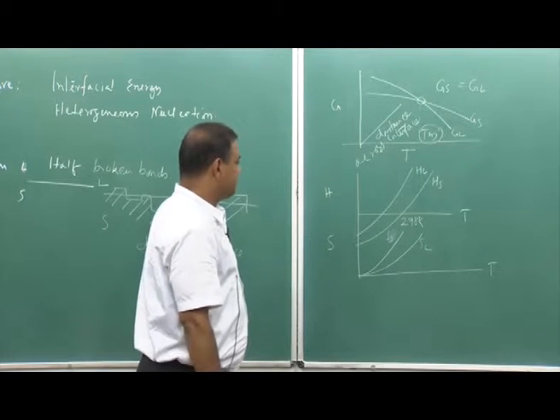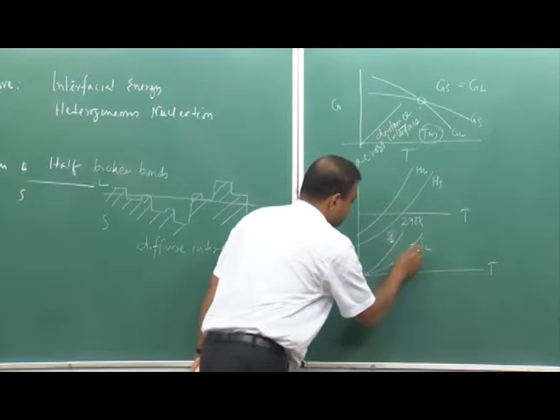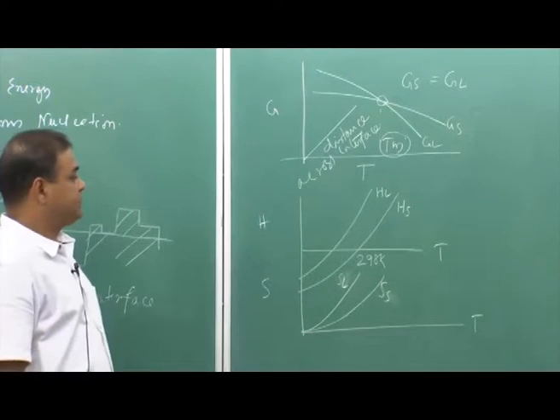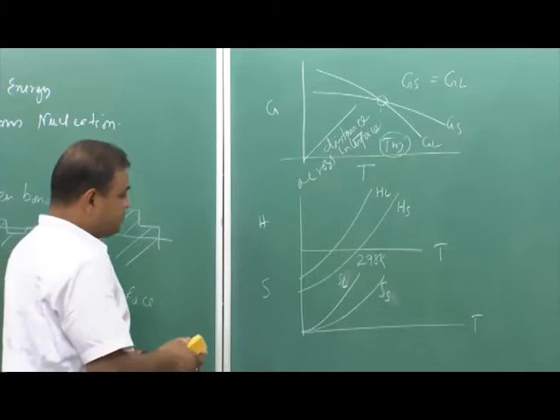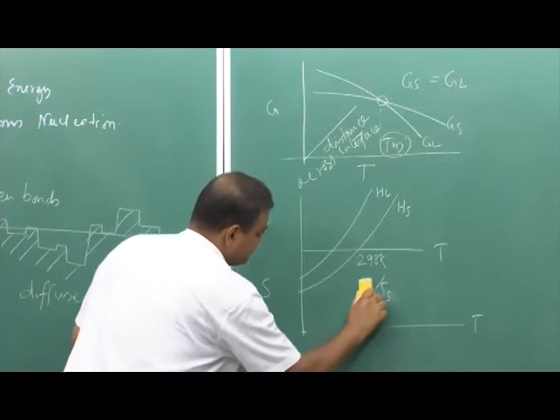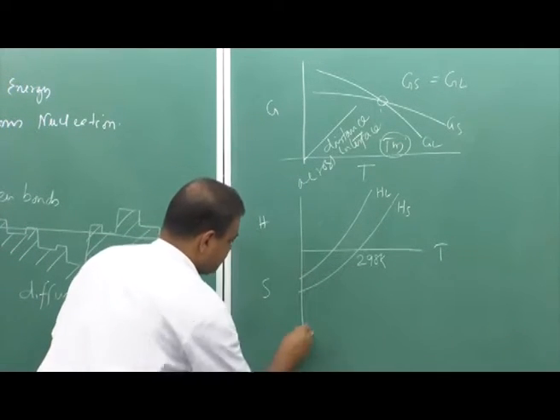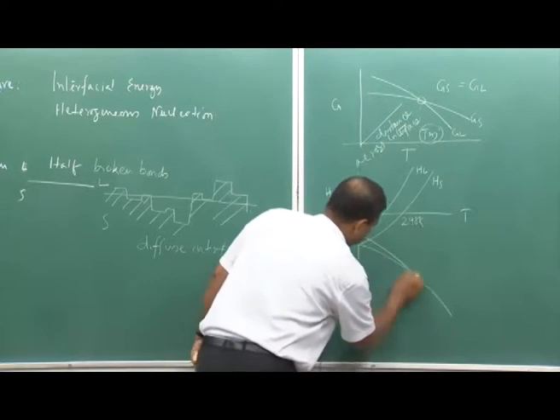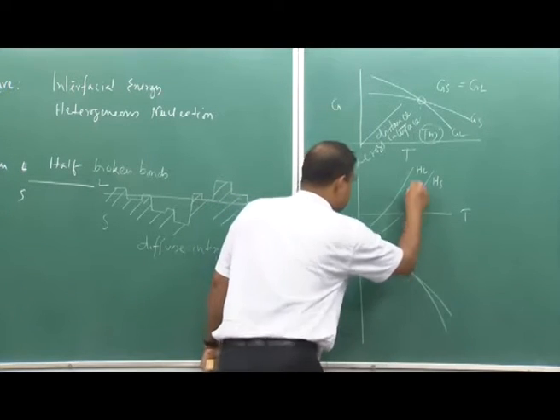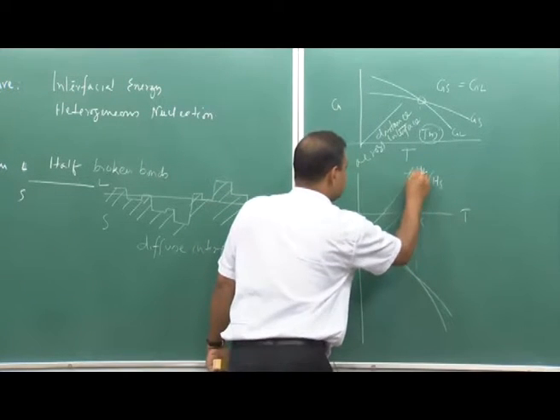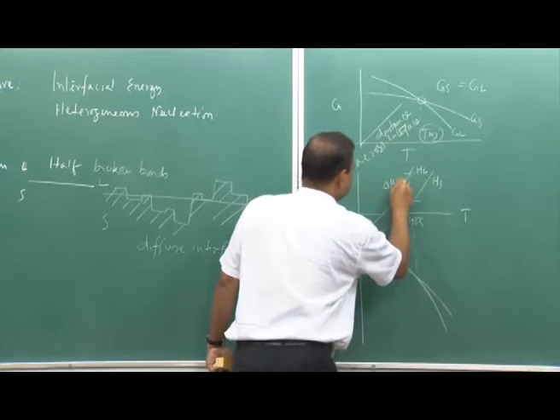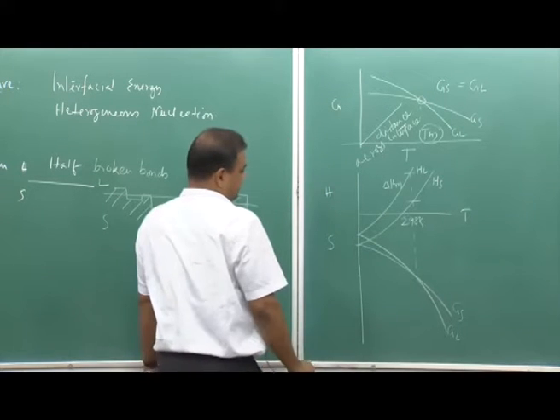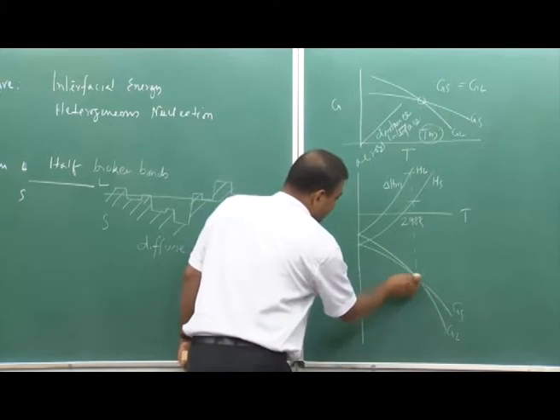So, solid interface, sorry, it is just reverse: this is solid, this is liquid. And now, from that, if we see this, this is basically my del H M, and this is G S, this is G L, and here we are getting this G S.